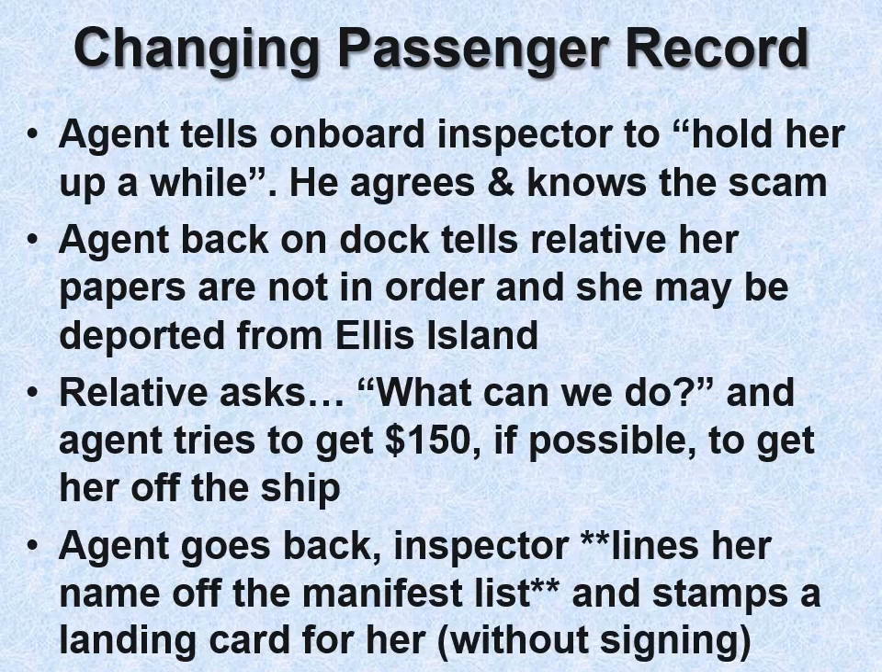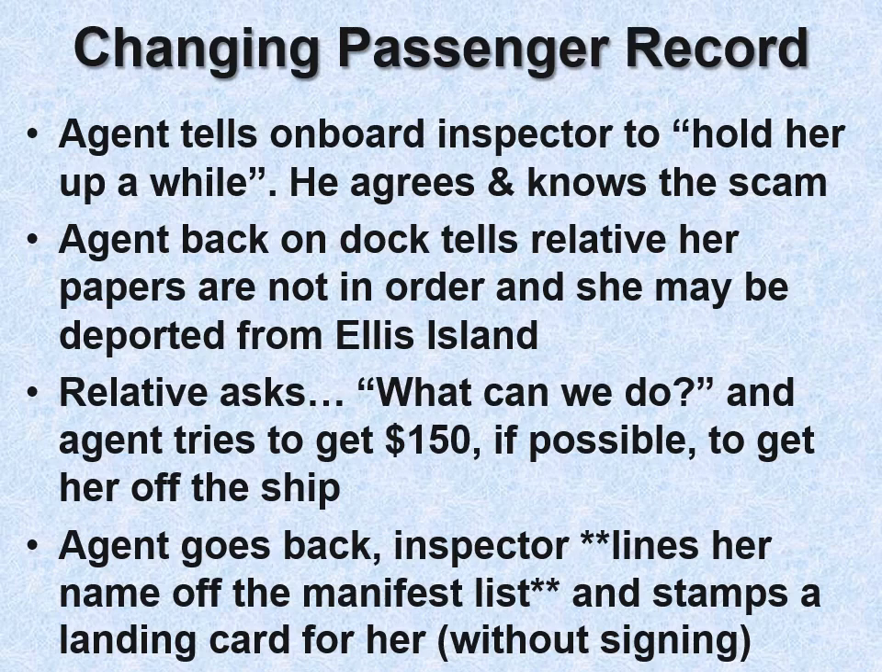The agent goes aboard the ship and tells the inspector to hold her up a while. He agrees and knows the scam. So the agent goes back on the dock, tells the relative, well, her papers are not in order and she may be deported from Ellis Island if she goes there. So the anxious relative says, what can we do? And the agent tries to get $150 if possible to get her off the ship. Now, an inspector's yearly salary would be about $2,500 in 1922.